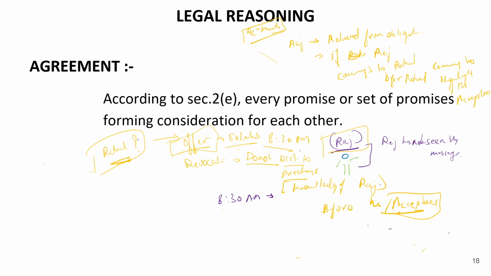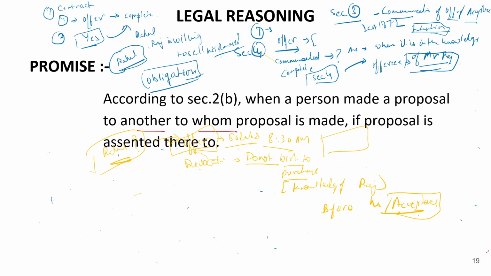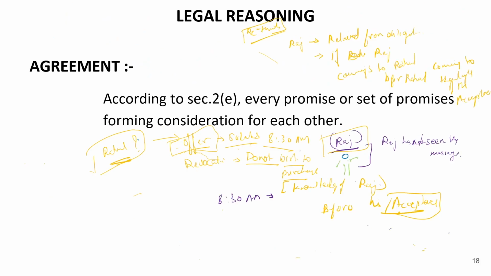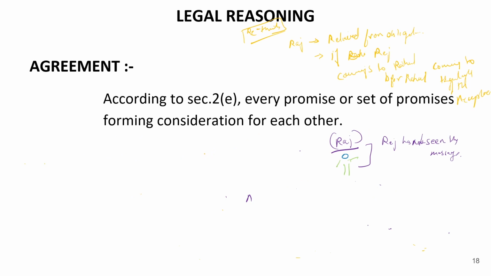So Rahul initially wanted to purchase the house, but now he has no willingness. So now he has rejected the offer, and that is why it is considered that the offer has been rejected. I suppose I was able to make you understand how the communication takes place, when the communication is considered to be accepted, and when the communication is completed.